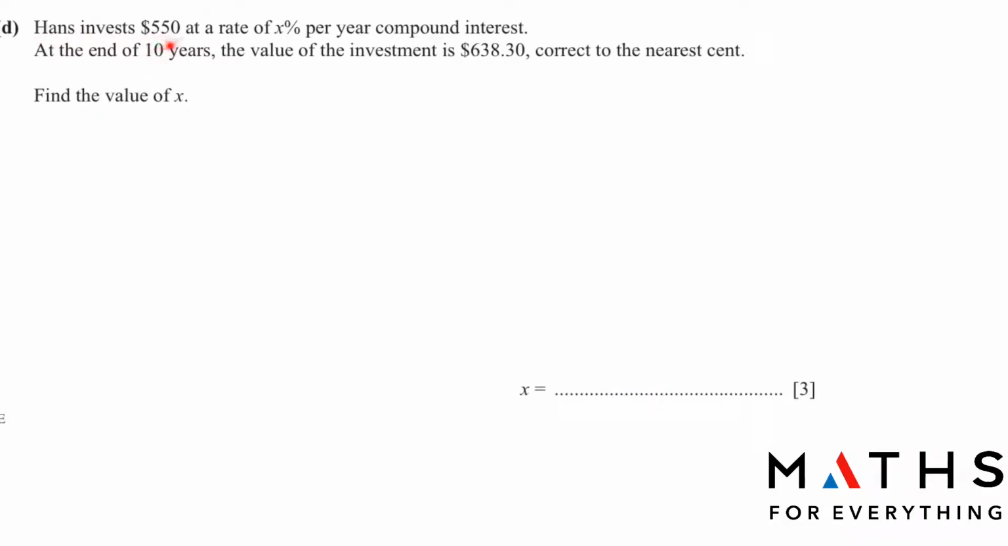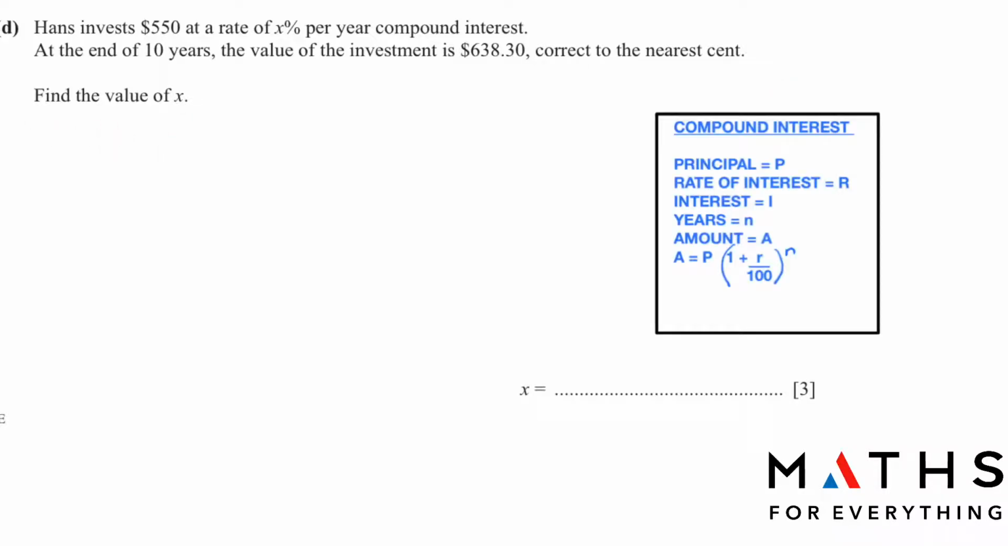Hence invests $550 at a rate of X% per year compound interest. At the end of 10 years, the value of the investment is 638.30, correct to the nearest cent. Find the value of X. We will use the same formula. Let's write down what has been given to us. We know that the principal is 550.